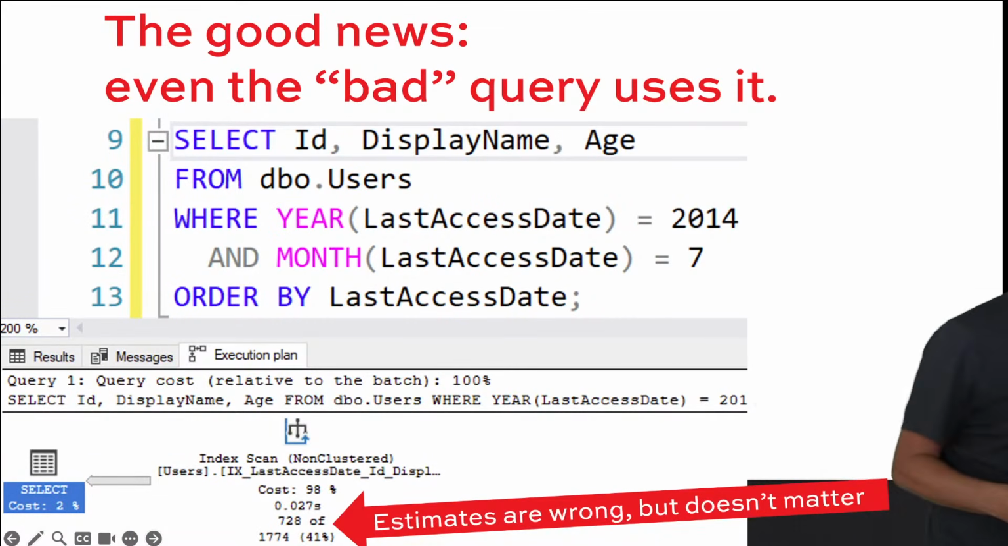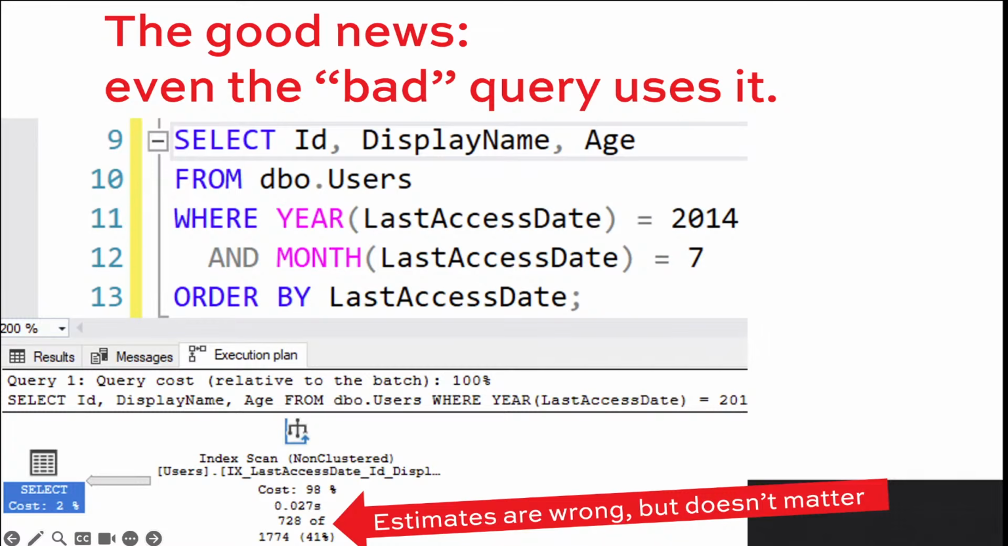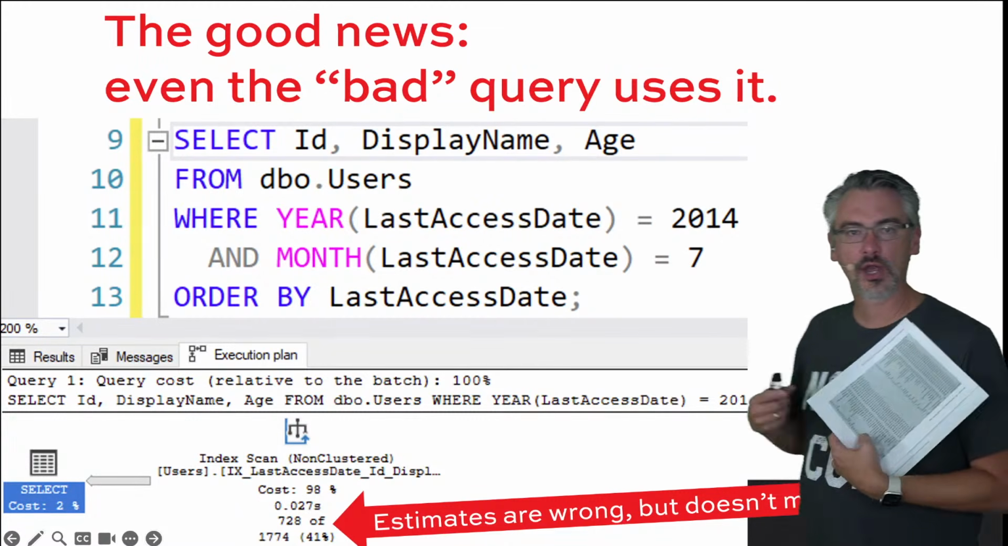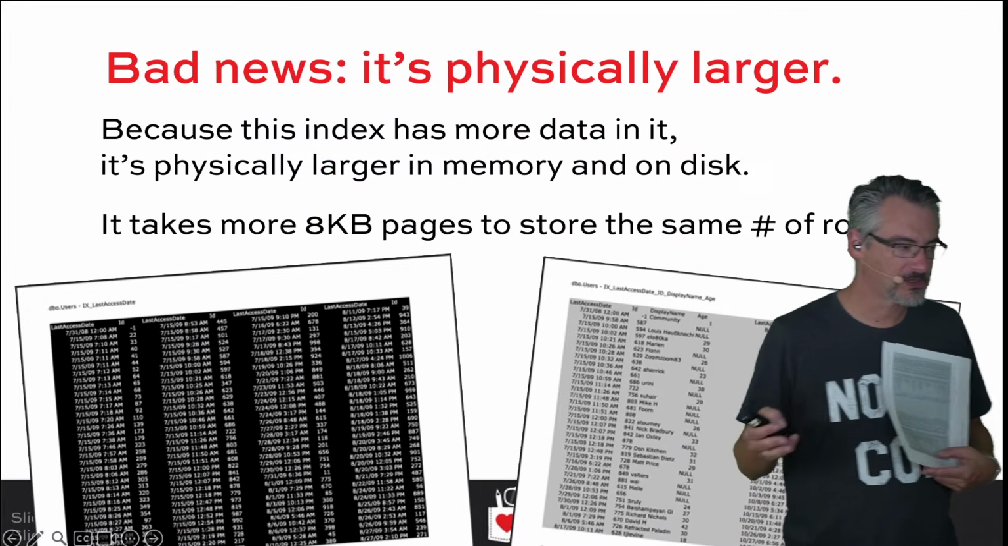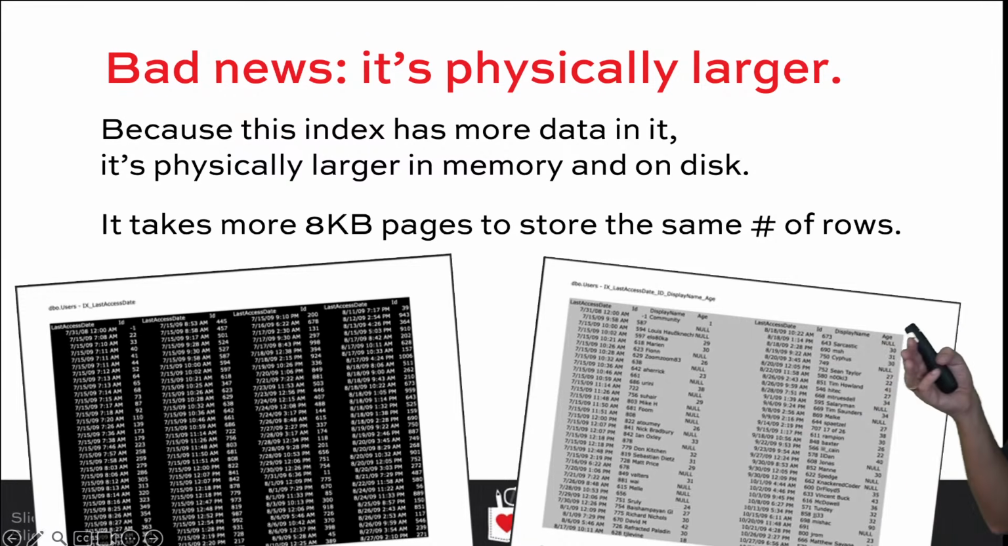The good news is that even the bad query uses it. Indexes can help overcome problems caused by query complexity and non-sargable where clauses. Here, even though SQL Server can't accurately estimate the number of rows that are going to come back, it doesn't matter because this index now covers this query. The bad news is that because it's physically larger, it's going to take more 8K pages to store.